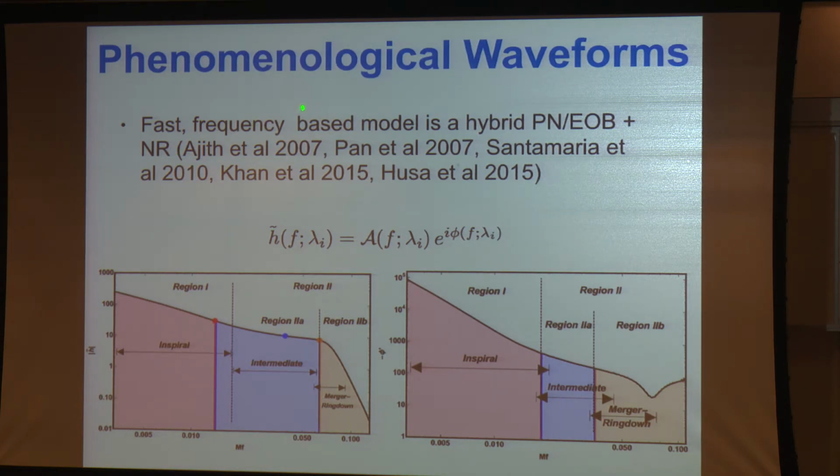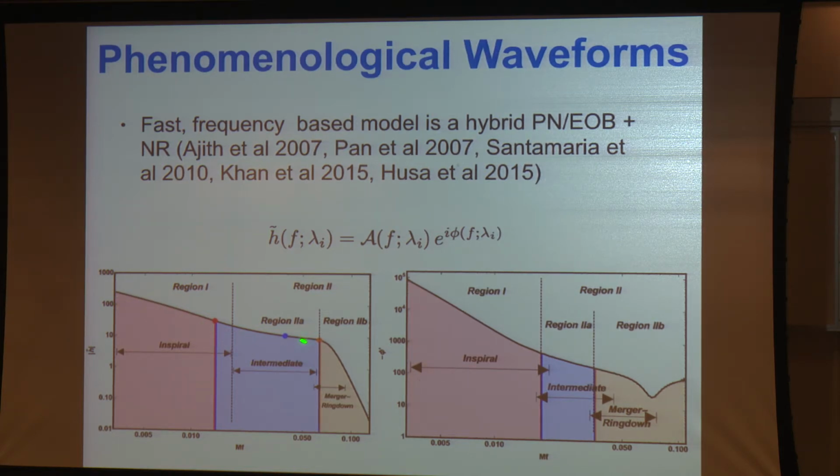The second competitive model are the phenomenological models. These typically are in frequency domain, although originally there was also a time domain one. I don't know if that's used as often anymore. These are hybrid models. They take post-Newtonian and numerical relativity and fit them together. So here you can see in this plot, here's the gravitational wave strain, here's the mass. This is the frequency, in units of mass. And so here we have region 1, which is that inspiral region.